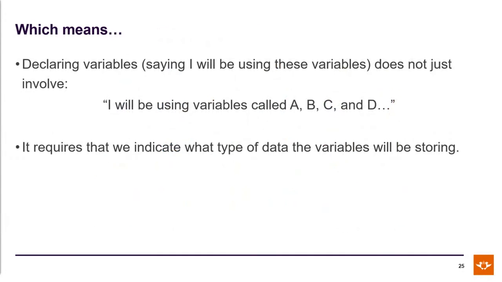We're trying to say declaring variables, which means saying I will be using these variables, does not just involve saying I will be using a variable called A, B, C, D. It requires that we indicate what type of data the variable will store.